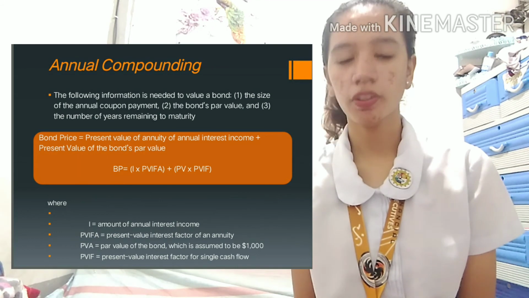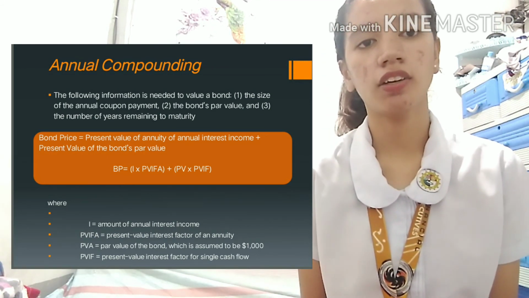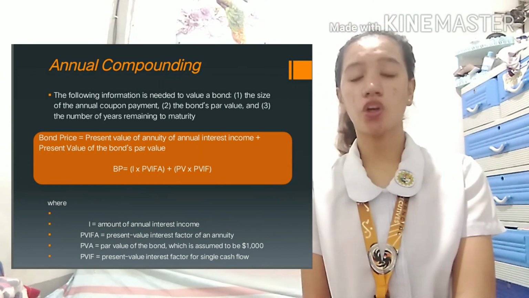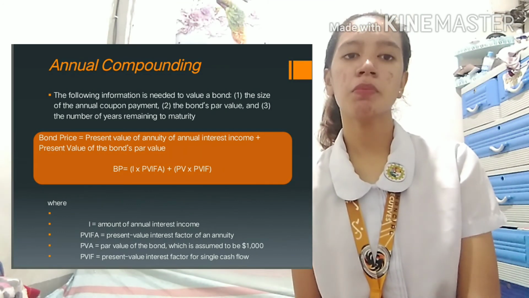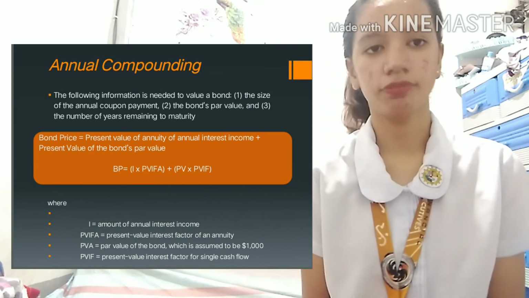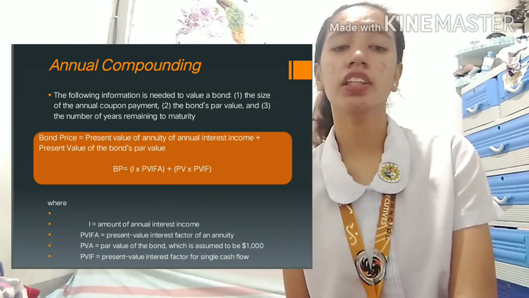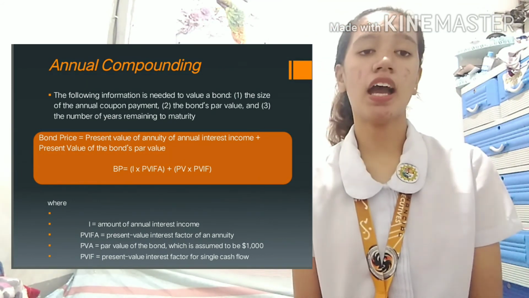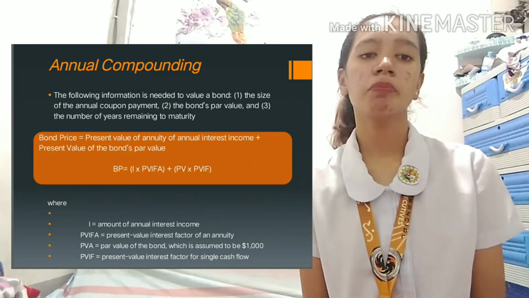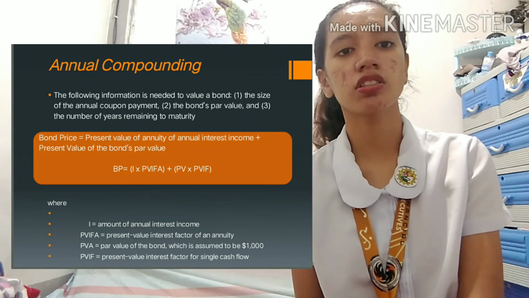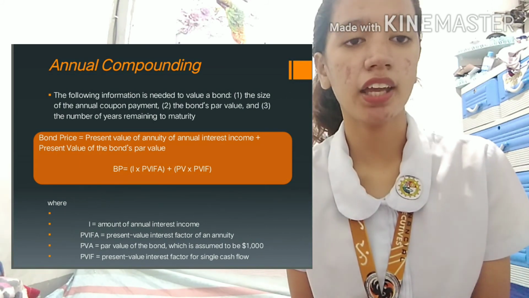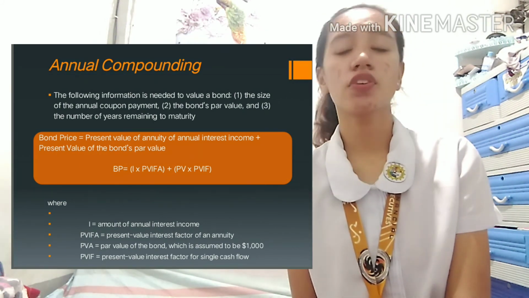So, here's the equation. Bond price equals the present value of an annuity of annual interest income plus the present value of the bond's par value. Or BP equals I times PVIFA plus PV times PVIF. Where I is the amount of annual interest income, PVIFA is the present value interest factor of an annuity, PV is the par value of the bond, which is assumed to be $1,000, and PVIF is the present value interest factor for a single cash flow.